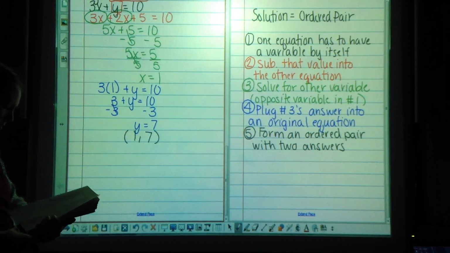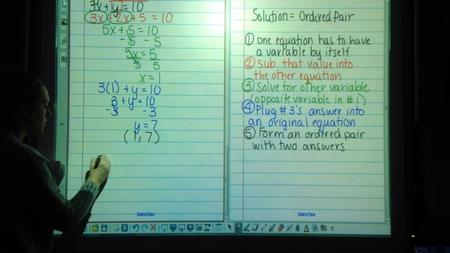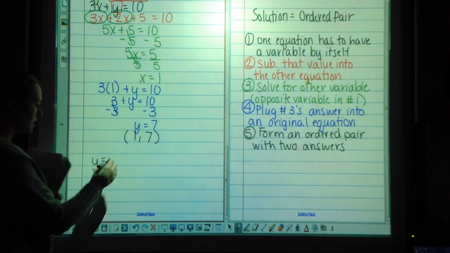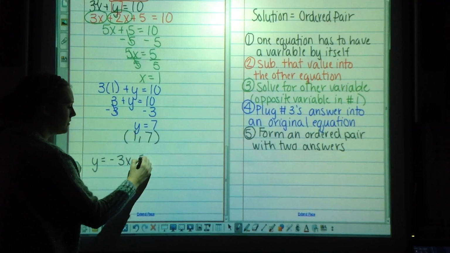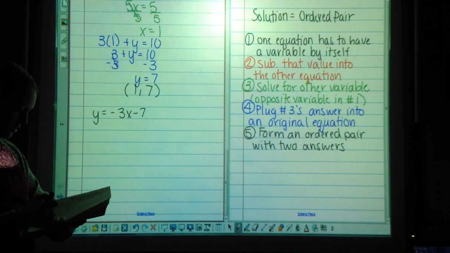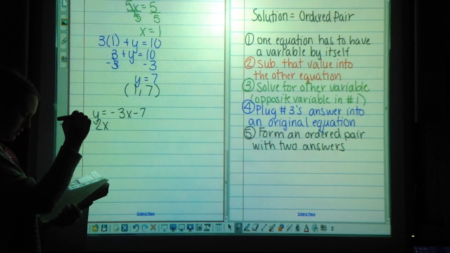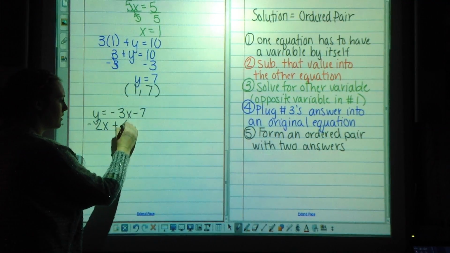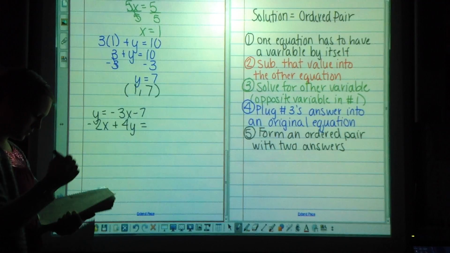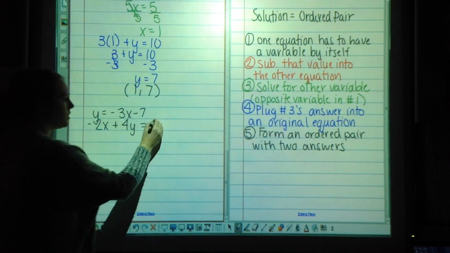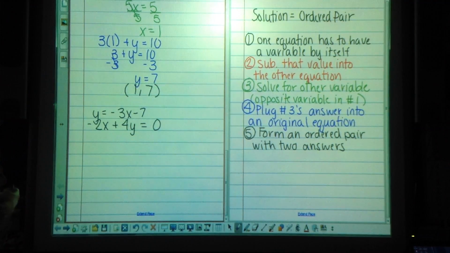Okay, now try y equals negative 3x minus 7. The other equation is negative 2x plus 4y equals 0. Push pause and try that now.